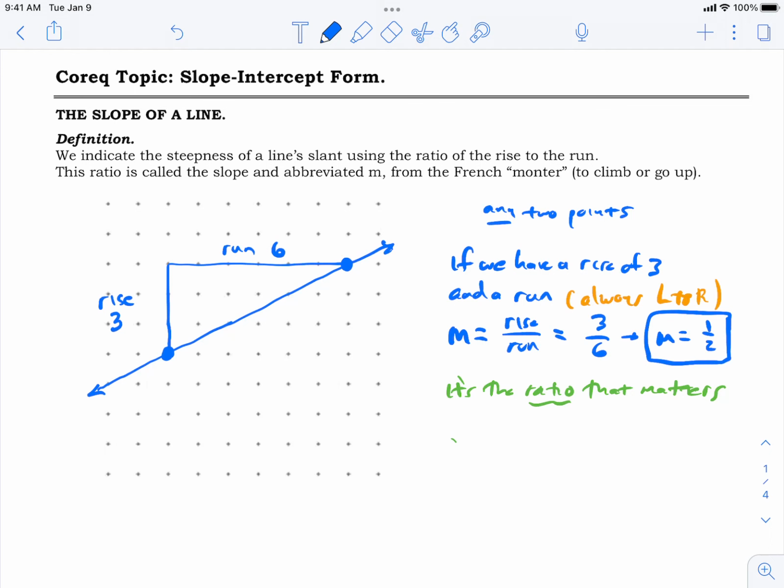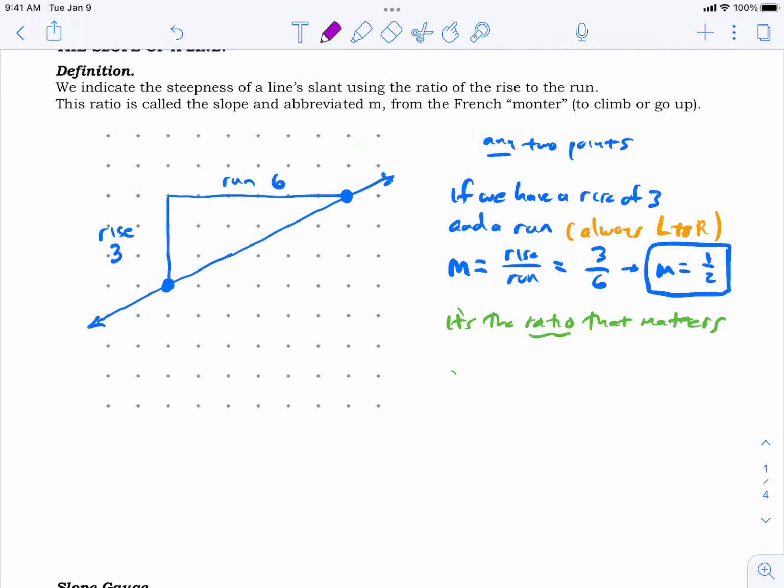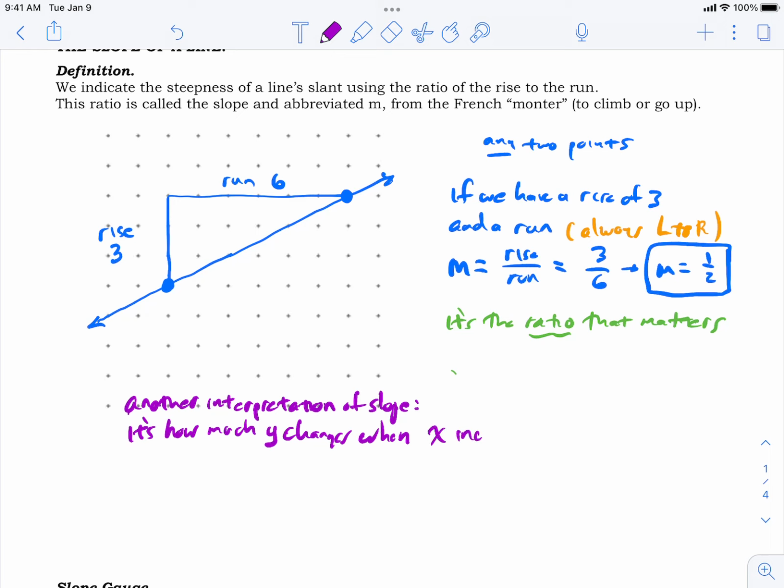There's another interpretation of slope. And this is actually a good one, and we're going to use it too. So another interpretation of slope. Let's kind of squeeze this in here. Rise over run. Hopefully you've heard that somewhere before. It seems to be a pretty popular phrase. Another interpretation of slope, which is quite handy really, goes like this. It's how much y changes, how much your y-coordinate changes when x increases by 1.